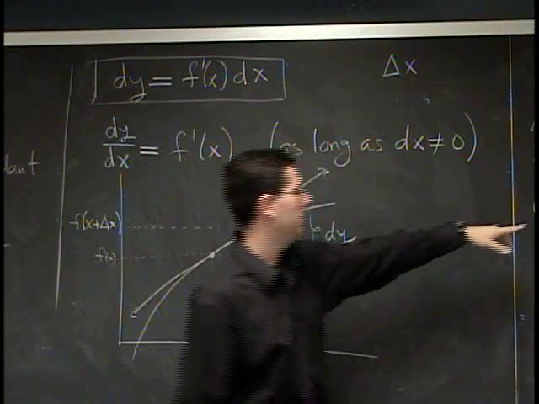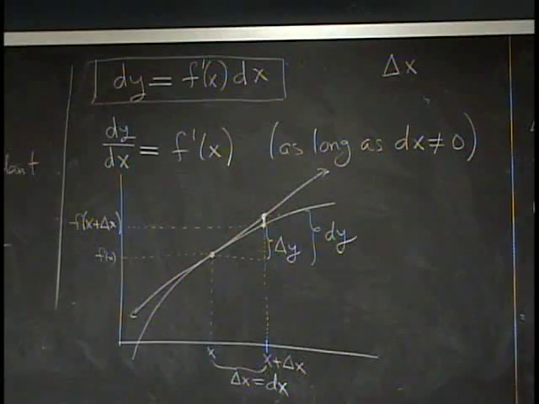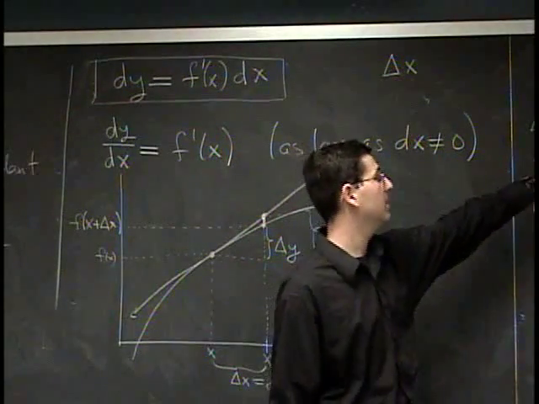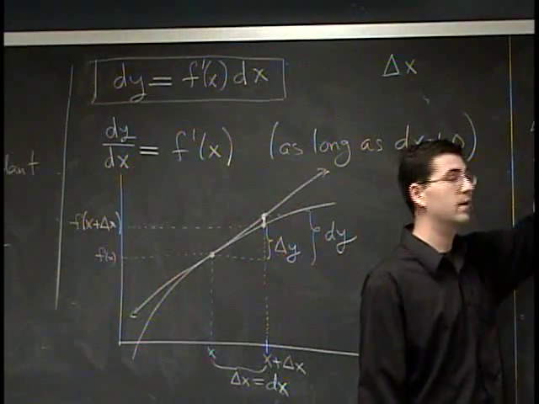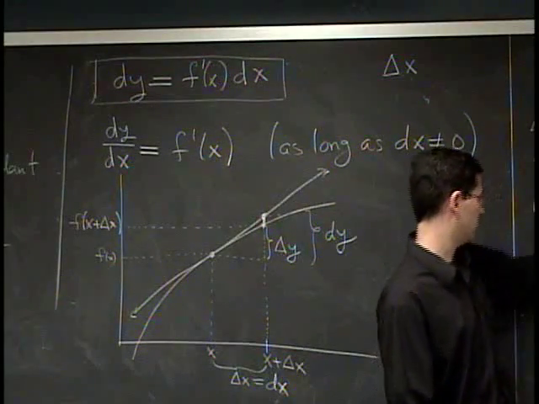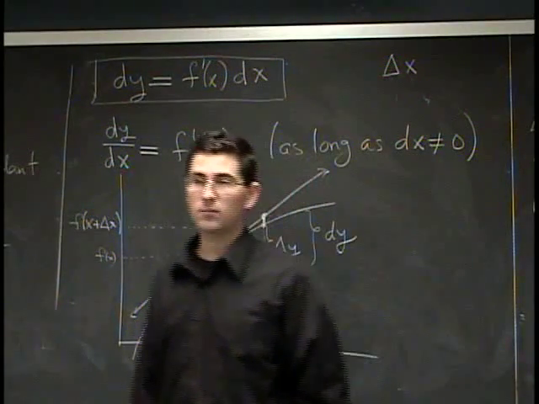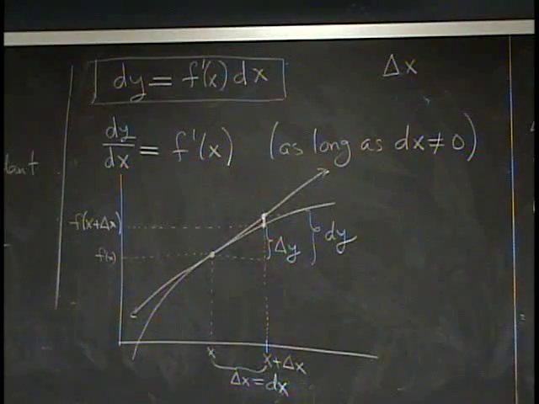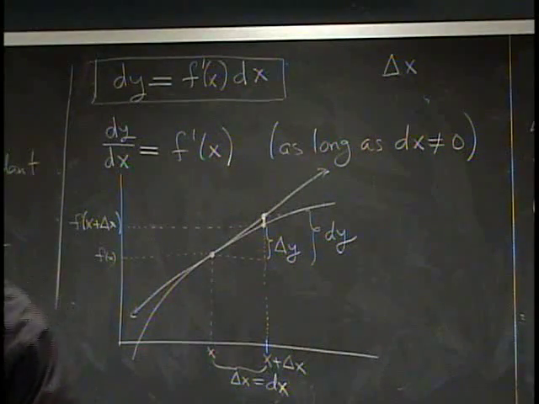But dy may not be hard to compute. In fact, it isn't. Because you can just compute the derivative and multiply by dx, which is actually delta x, which you know explicitly. Okay, so maybe I do a quick example of this.